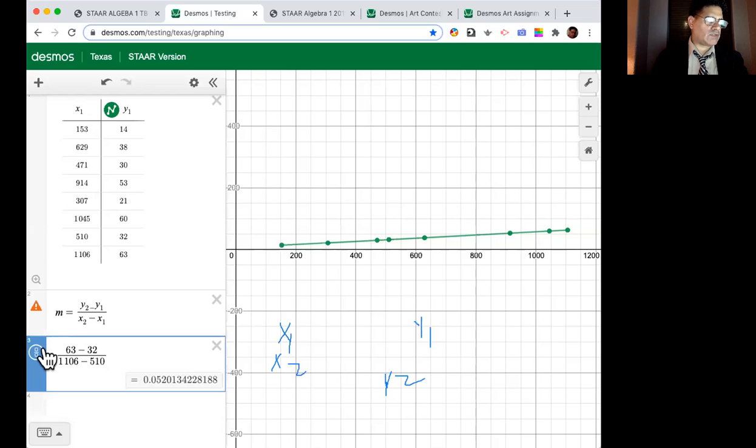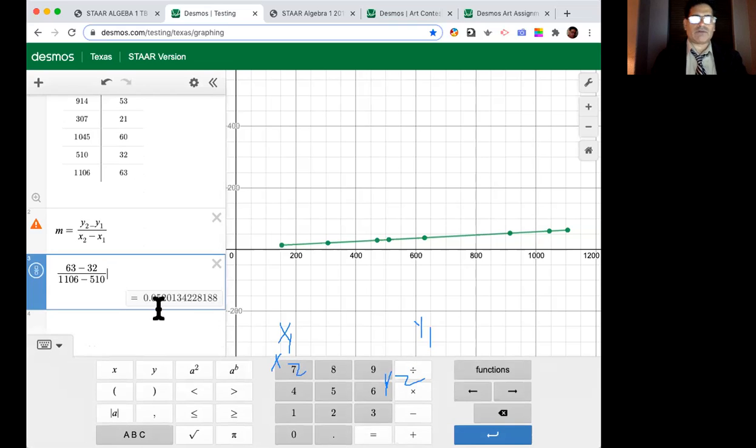y2 over y1, 63 over 32, 1106 over x1, okay? So what can we make from that number? 0.052. Let's go back to the choices.